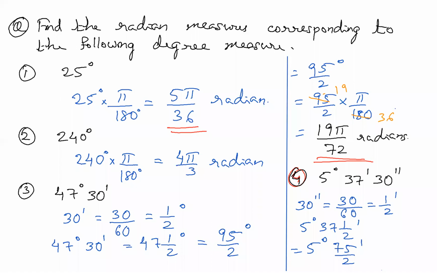Then we will convert the 75 by 2 minutes to degrees. In between, Anjana got the answer. Let's see whether it is correct or not. So 5 degrees, then 75 by 2 minutes.